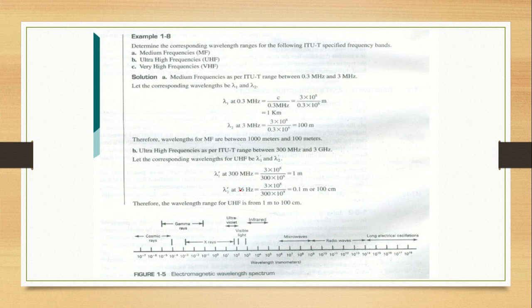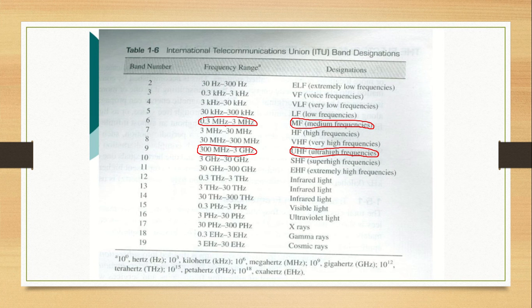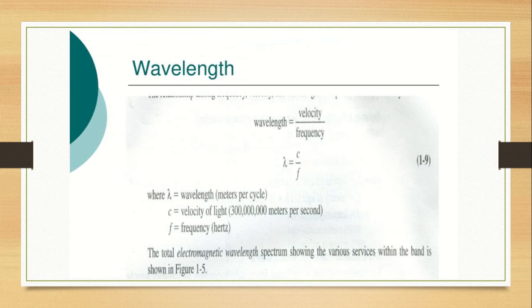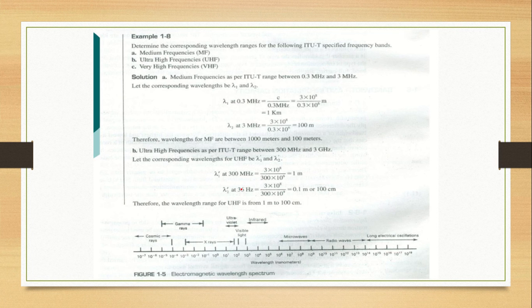Class, this is not 3 hertz but 3 gigahertz. Once you look at here, 3 gigahertz. This is not 6 but G, 3 gigahertz. So at 3 gigahertz, you have here 3 times 10 to the 8 and 300. 3 gigahertz is the same as 300 times 10 to the 9. Therefore, the wavelength range for UHF is from 1 meter to 100 centimeters.